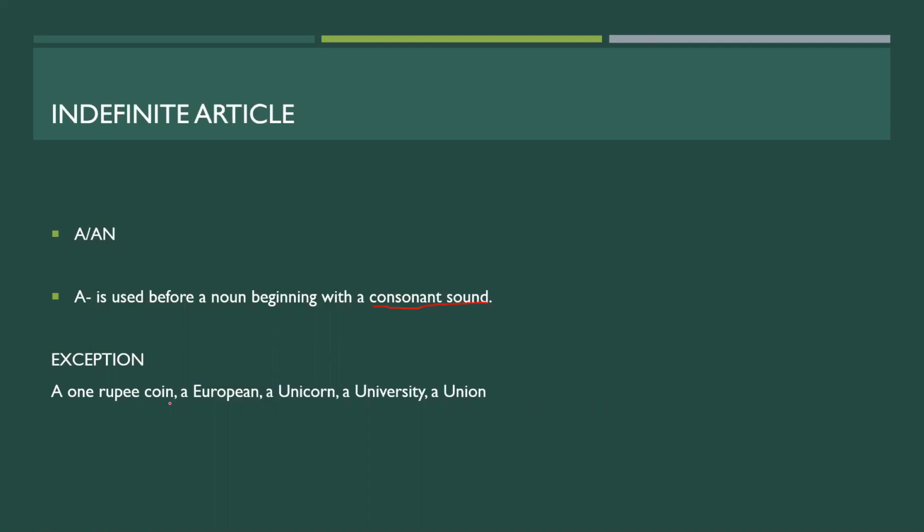Exceptions are, for example, a one rupee coin. One begins with O. O is a vowel, but the sound of one is a V sound, so we use a one rupee coin. Then European, which begins with a Y sound, so the sound is not of a vowel but of a consonant. So we use a European, a unicorn, a university, a union. These words begin with vowels, but the sound they produce is of a consonant, so we use a before them.